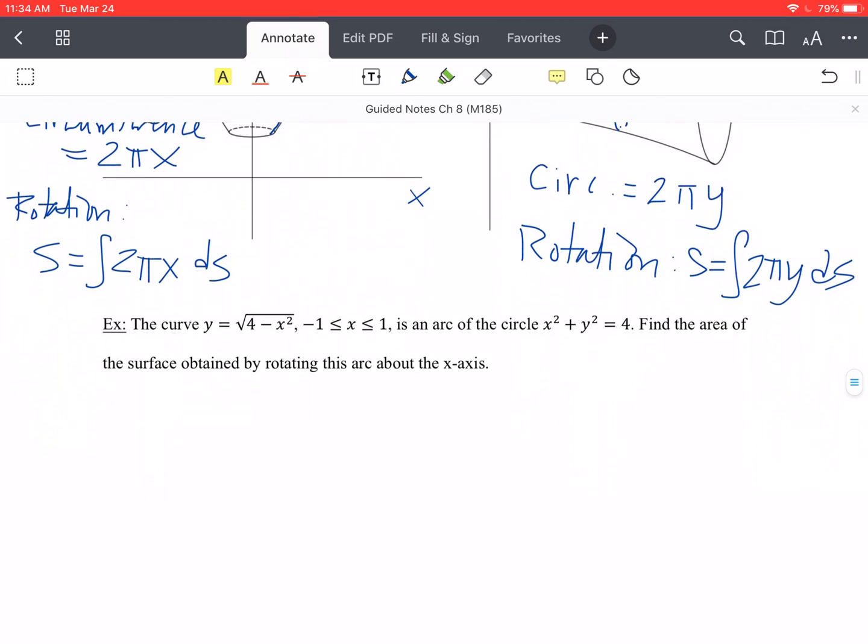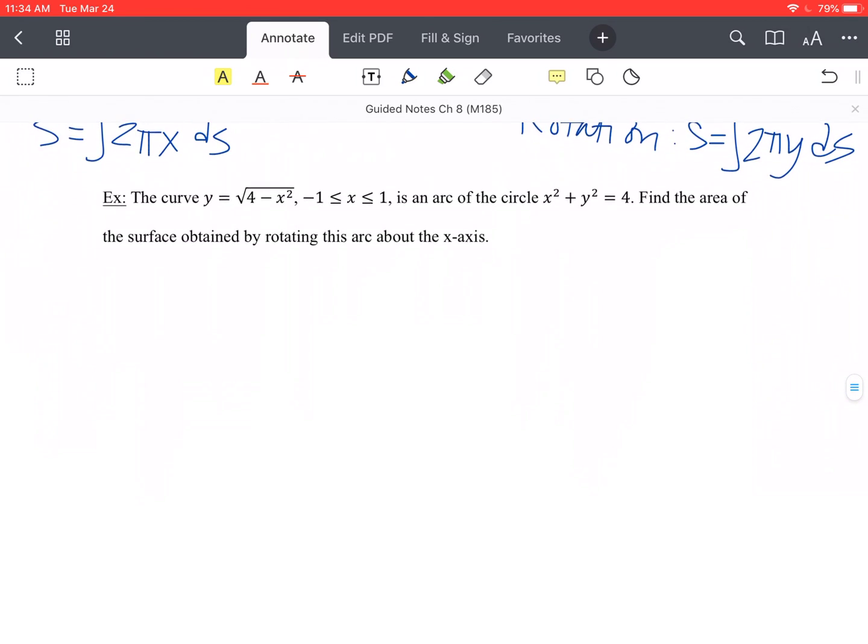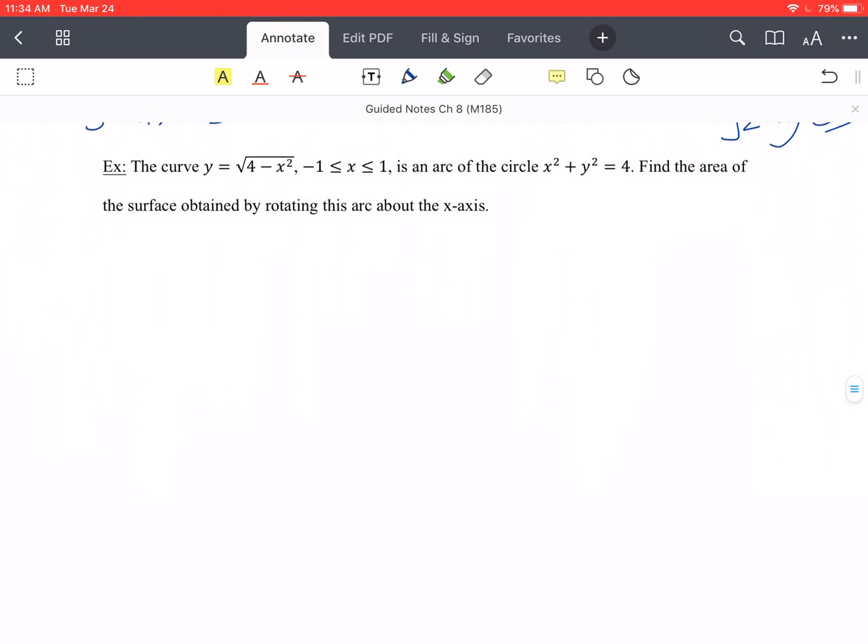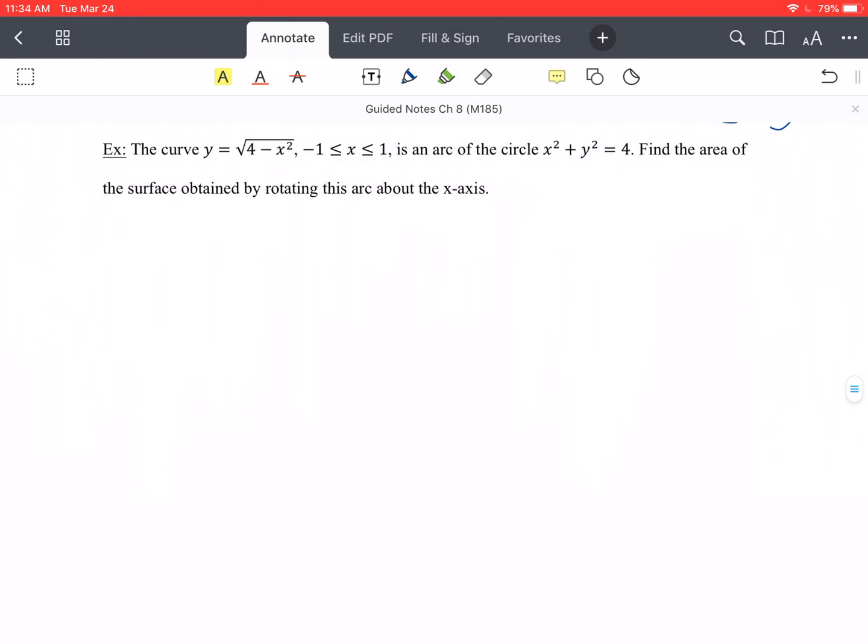So let's go ahead and look at an example. So the curve y equals the square root of 4 minus x squared from -1 to 1 is an arc of the circle with radius 2. Find the area of the surface obtained by rotating this arc about the x-axis.